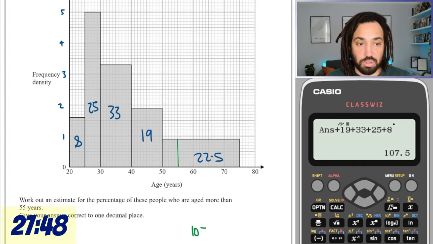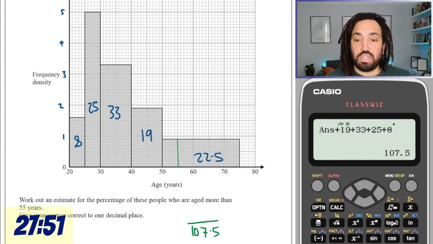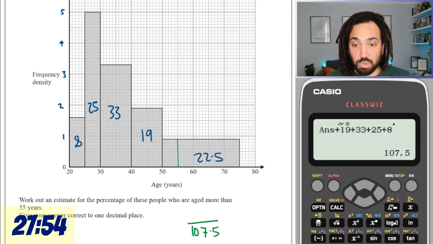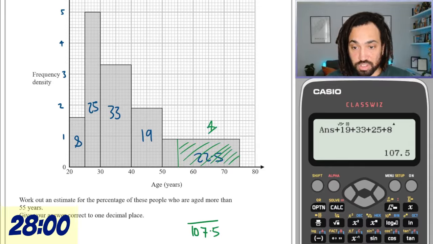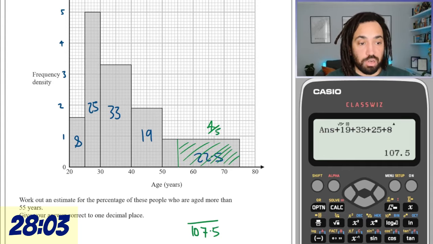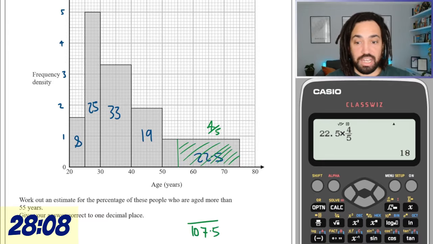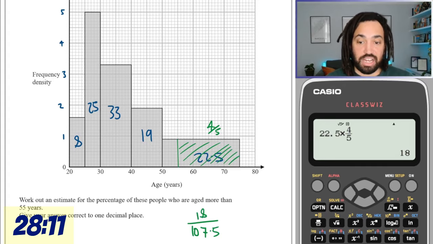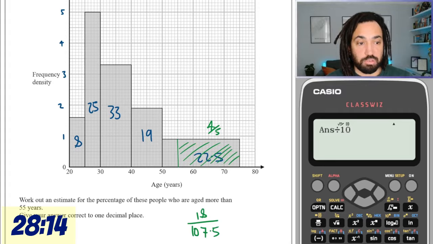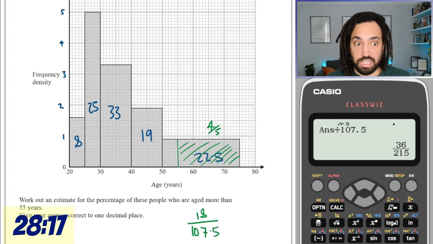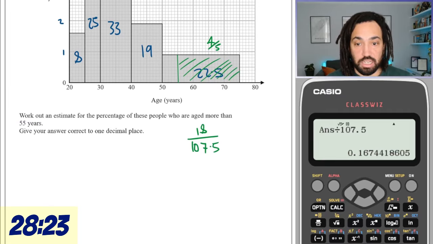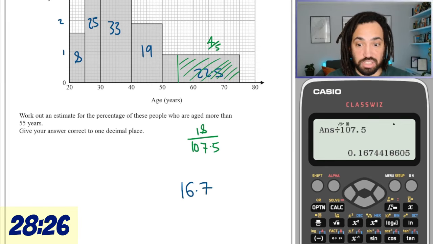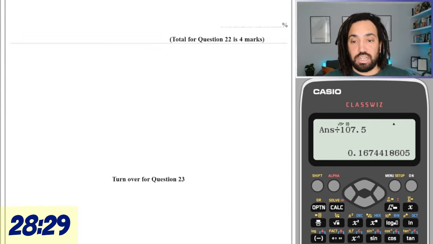So we're going to be out of this total, but we want an estimate for the people who are aged 55 or more, so we need this bit here, which is 4/5 of the whole bar, and that whole bar we said was 22.5, so if I can find 4/5 of that, then we get 18. So it's 18 out of the total number of people. Again, it's not actually the frequency, but it doesn't matter. So that means it's a percentage, so it's 16.7%.